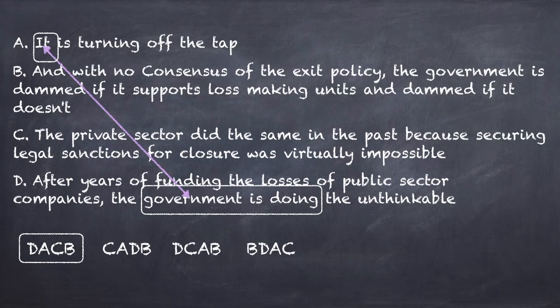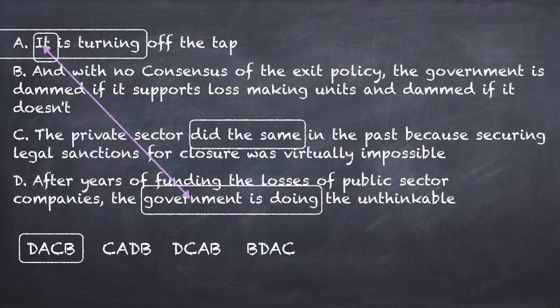And what is it referring to? Turning off the tap. What does turning off the tap mean? Basically cutting off funding. Funding flows, right? You're giving money and it is coming out like water out of a tap. So if you close the tap, water stops. Similarly, the money has stopped. So the private sector did the same. So I very clearly see there is an order there. A after D and C after A. So D, A, C becomes some kind of an order, and that is my answer.